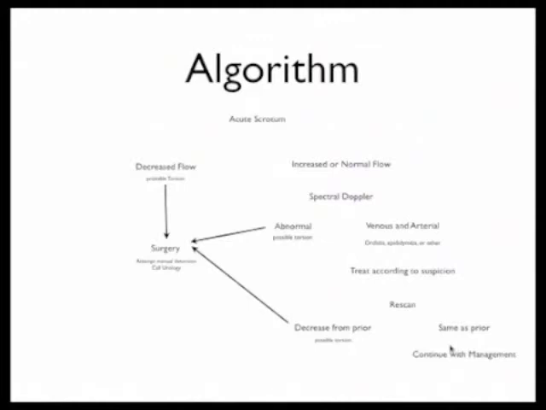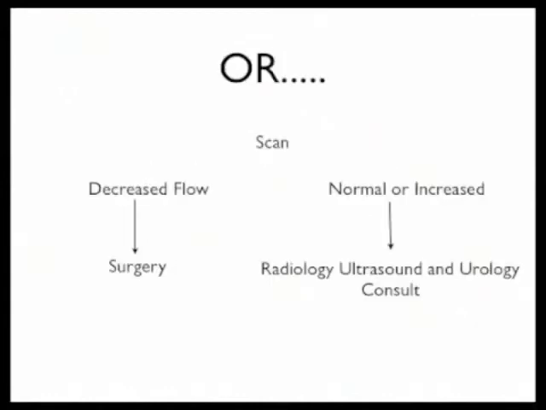You may not. If you don't like this algorithm, I think it's totally appropriate to go with a very simple algorithm. I don't think you need to throw testicular ultrasound away because you think this is too complicated. I think it's totally reasonable to use this. Scan them. They have decreased flow, send them to surgery. If it's normal or increased, then you send them to radiology for their ultrasound and get a urology consult. You're not losing anything by using ultrasound, and you could be gaining quite a bit. Even if you're not going to be ruling these out at all yourself, ruling them in can make a big difference.